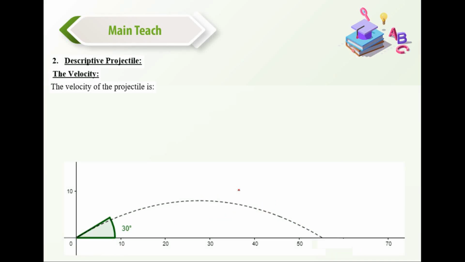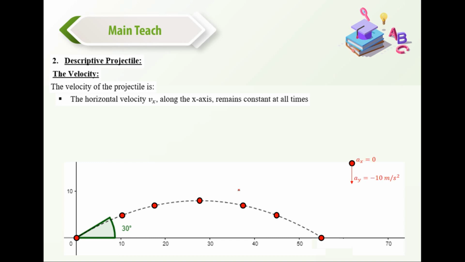Now what about the velocity? Let me consider the object at different points of the trajectory. The horizontal velocity Vx along the x-axis remains constant at all times. This comes from the fact that ax is 0, so I have represented here the components of the acceleration, ax and ay.